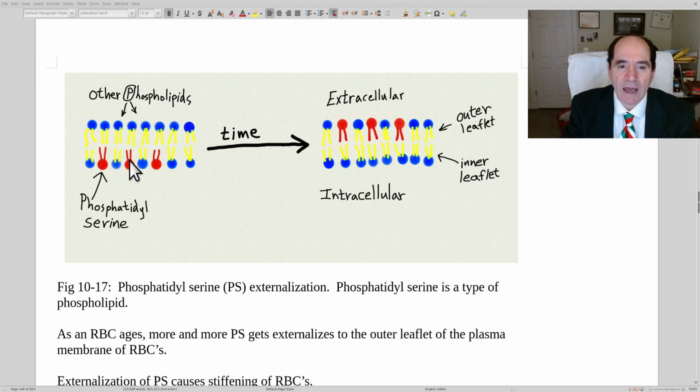So what happens over time in the red blood cell, its outer membrane is called the plasma membrane because it's in contact, let's say, with the plasma. Okay, the phosphatidylserine will then flip to the extracellular side, the outer leaflet of the plasma membrane of the red blood cell. And as this occurs, the red blood cell becomes stiffer. So that's called phosphatidylserine externalization.